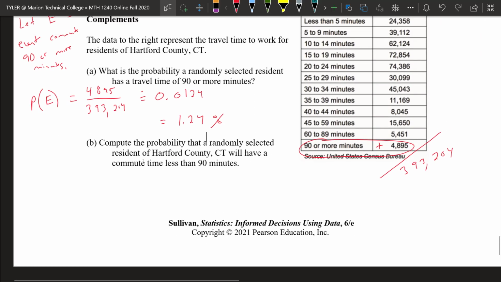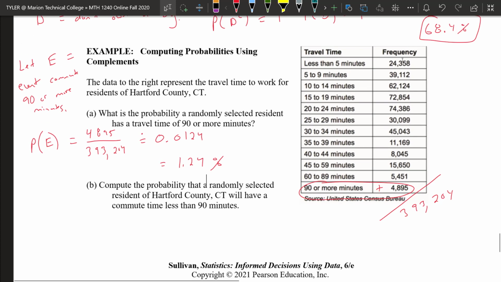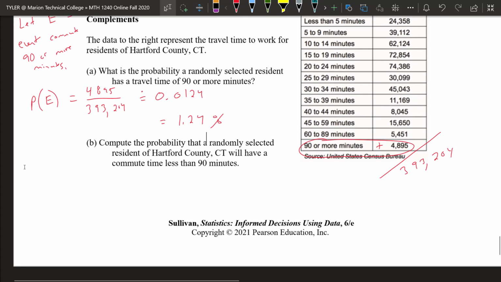So now for part B, it says compute the probability that a randomly selected resident of Hartford County, Connecticut will have a commute time less than 90 minutes. So less than 90 minutes would be like E complement, in other words, all the others. I don't necessarily want to have to add all those up. That seems like a lot of work to do. So an easier way is to use that complement rule.